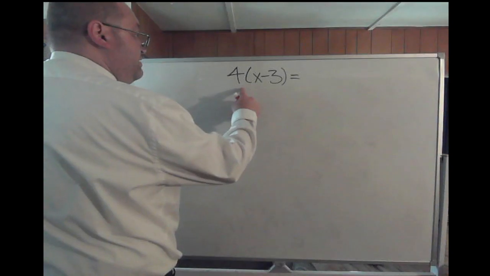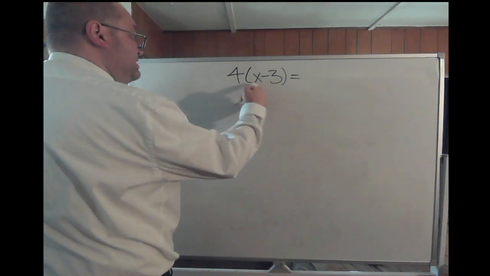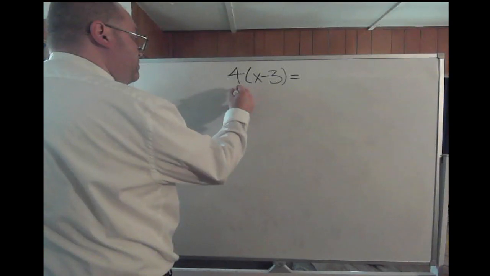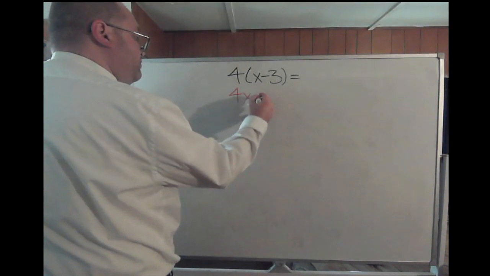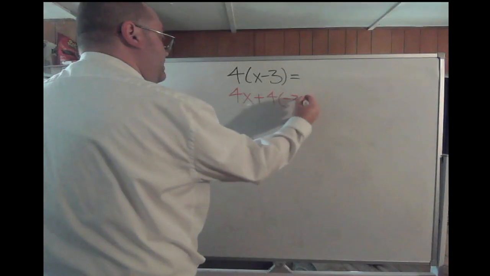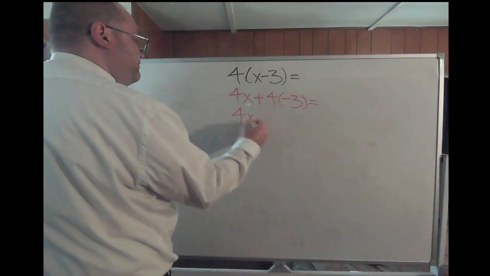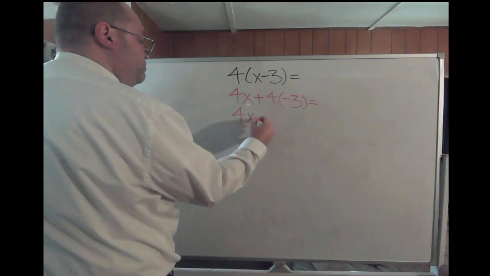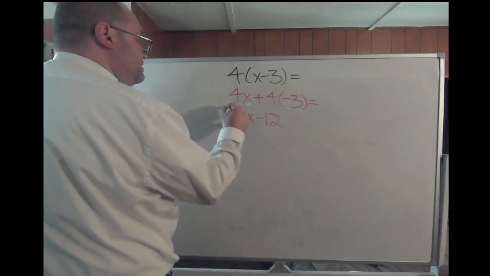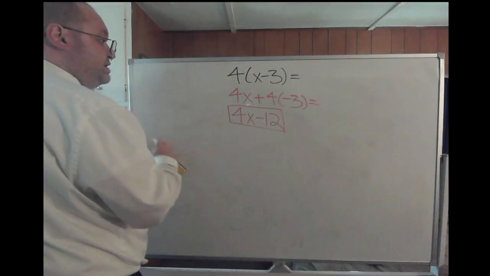We have the quantity of 4 times x minus 3. Well, you distribute the 4 inside of the parentheses. You'll take the 4 times x, which will give you 4x, plus the 4 times the negative 3. Of course you'll still have 4x, but 4 times negative 3 is negative 12. You would just get 4x minus 12. That should be the answer you get, 4x minus 12.